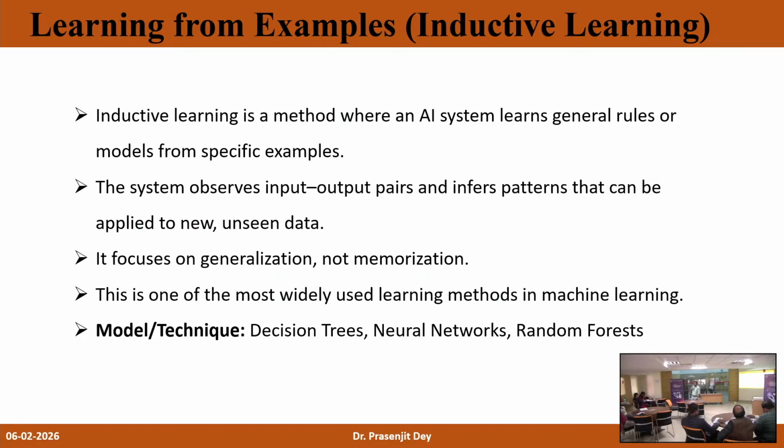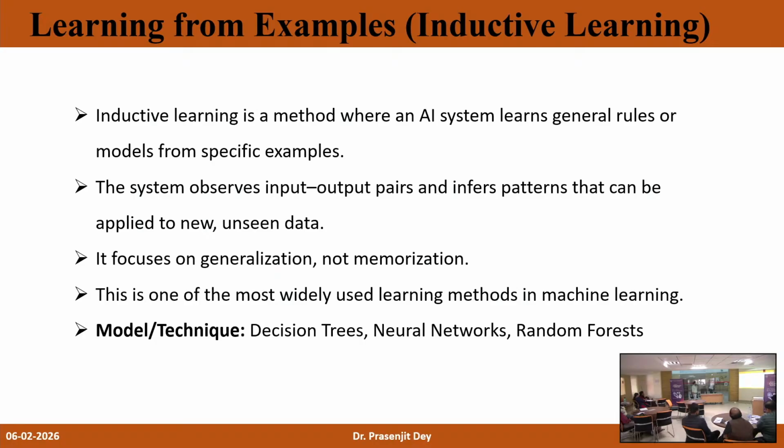Learn from examples. Now I am talking about the fifth type of learning, which is inductive learning. In inductive learning, I do not have any expert, I do not have someone to penalize or reward me. I have a lot of data, and from the data I need to make some experience. So this type of learning is called inductive learning.